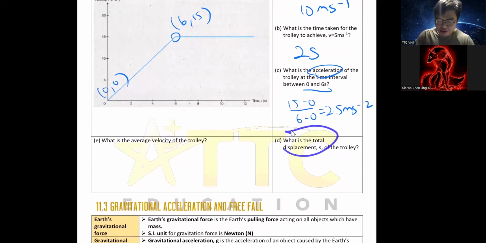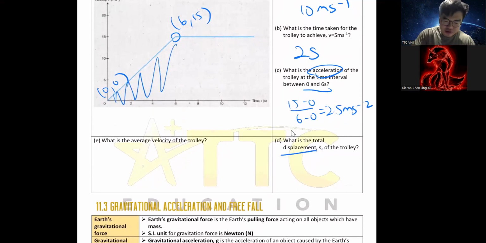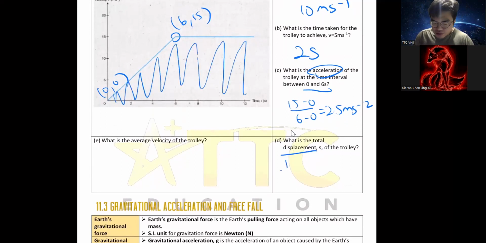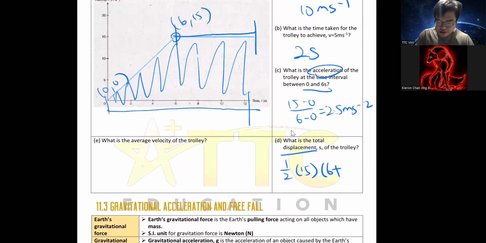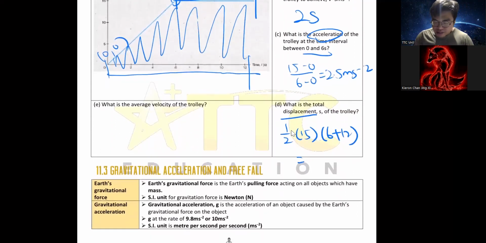So total displacement, that's the sasaran. So that's the area. So 1 over 2 times height times A here, 6 plus 12. So the answer is 135. Is this the answer?